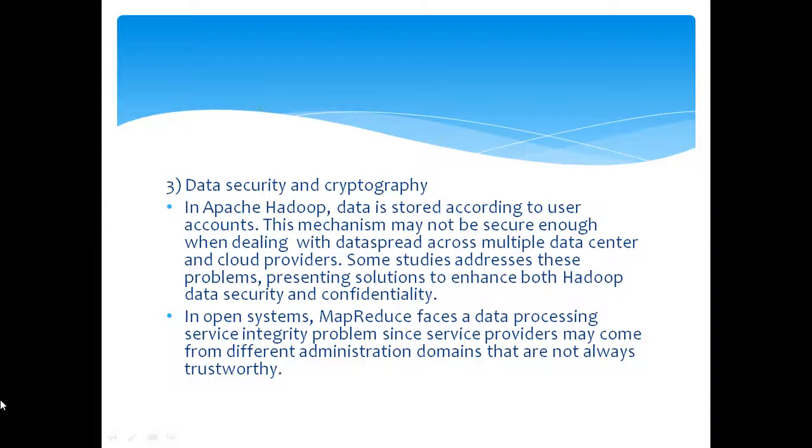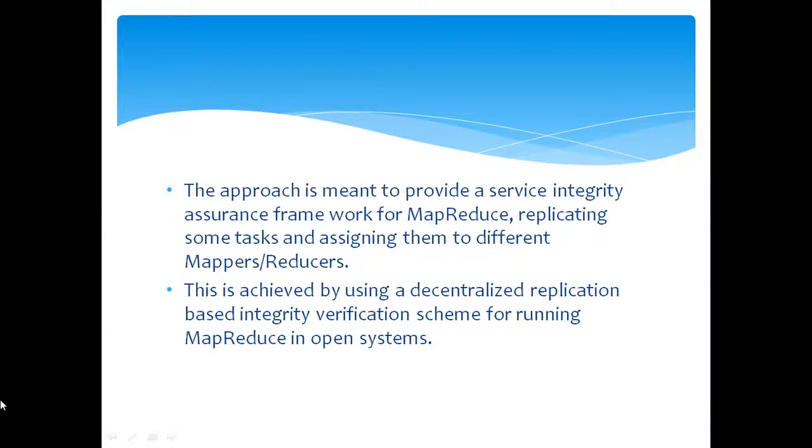Coming to data security and cryptography, data security is the main thing we should be concerned about in cloud computing technology. In Apache Hadoop, data is stored according to user accounts. Some studies address these problems, presenting solutions to enhance both Hadoop data security and confidentiality. In open systems, MapReduce faces a data processing service integrity problem. Since service providers may come from different administrative domains, they are not always trustworthy. This is achieved by using a decentralized replication-based integrity verification scheme for running MapReduce in open systems.